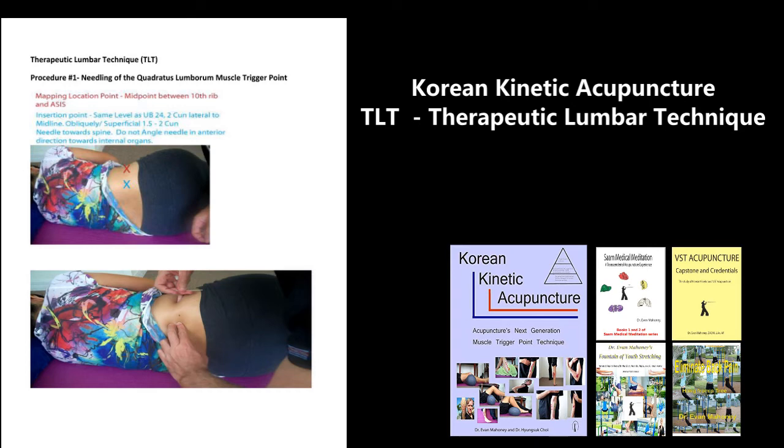So this is a way to target the quadratus lumborum, which is, if you remember from the VST series, the ability to laterally bend at the hips is an indication of a quadratus lumborum restriction. So we needle this, and this is just a quick needle technique. We just insert the needle and quickly remove the needle. We do not retain the needle.